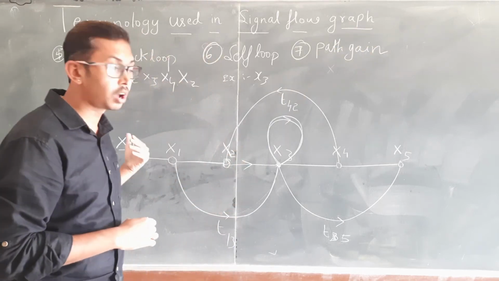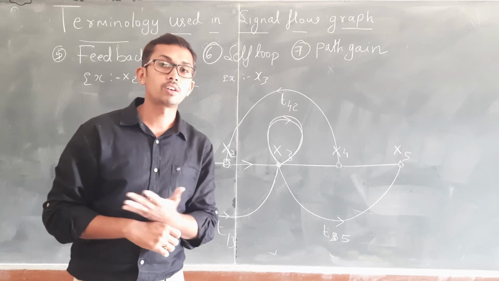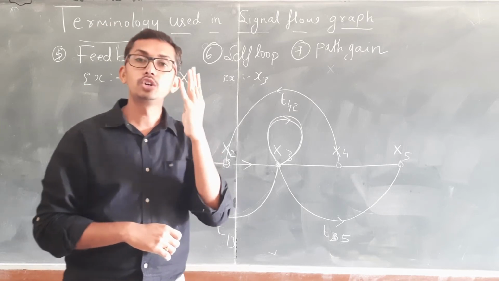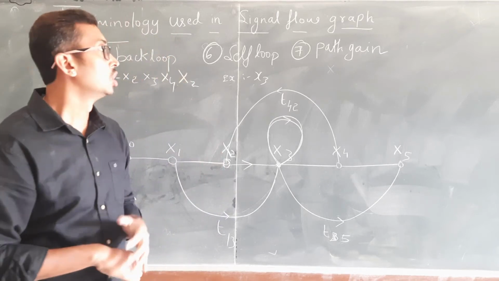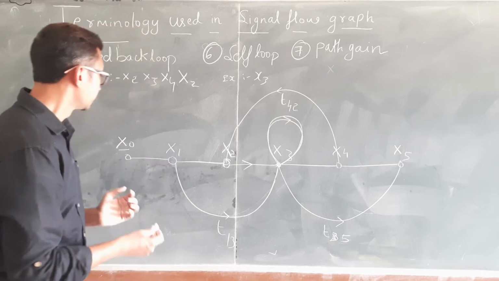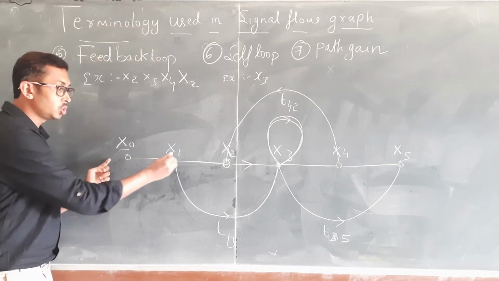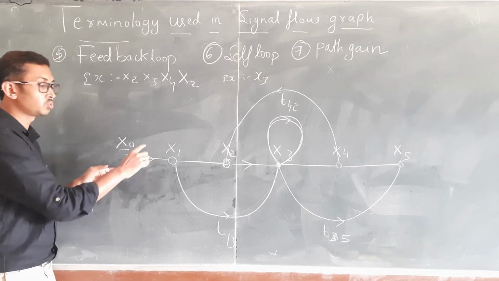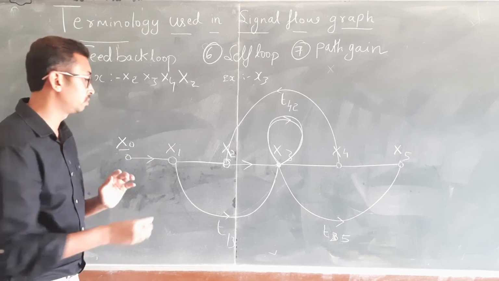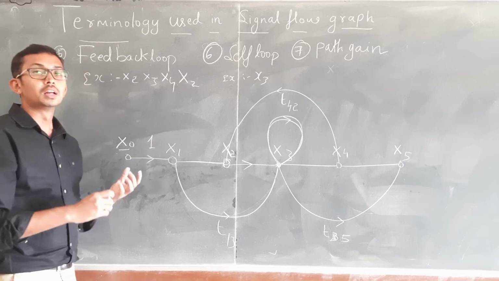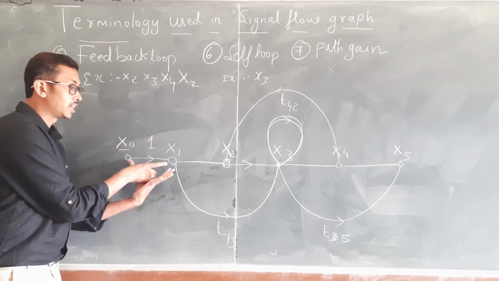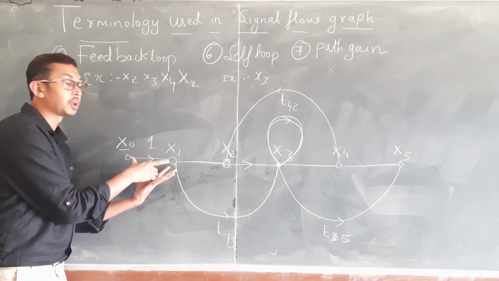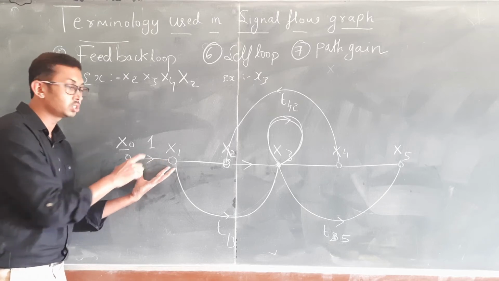In the previous one we discussed how many forward paths are there. There are 4 forward paths. What does path gain mean? Here x0 to x1 is one branch. Above this branch, what is there? Nothing is written, which means it is 1. The transfer function of this path, or the path gain of this branch, is 1.